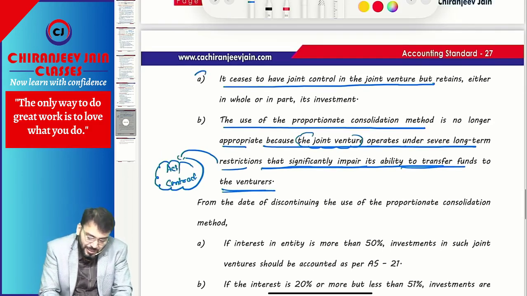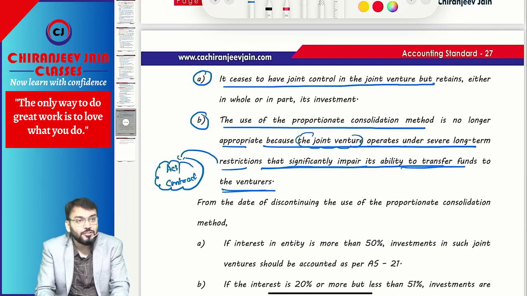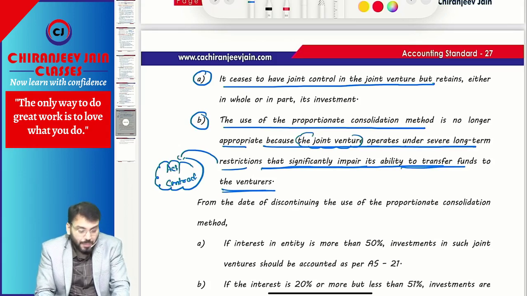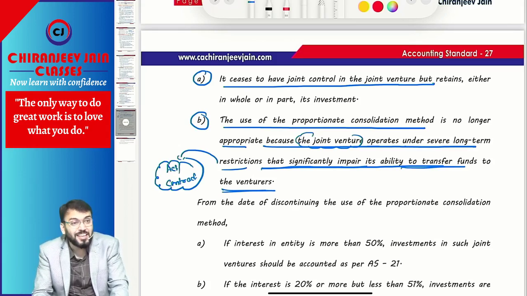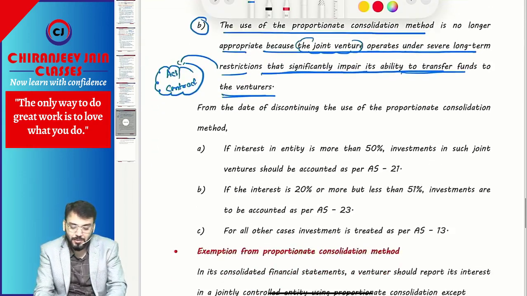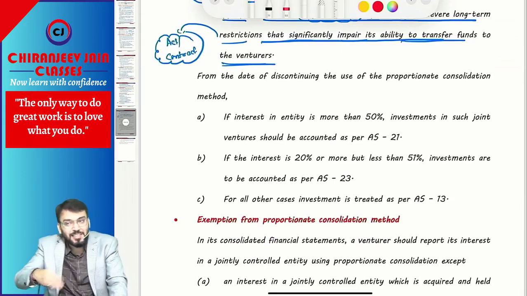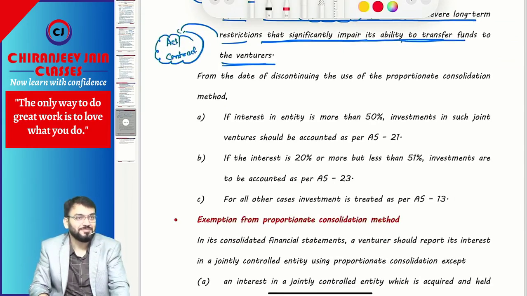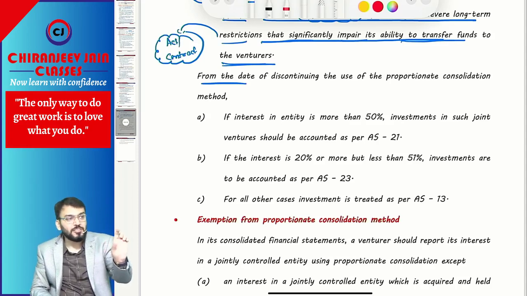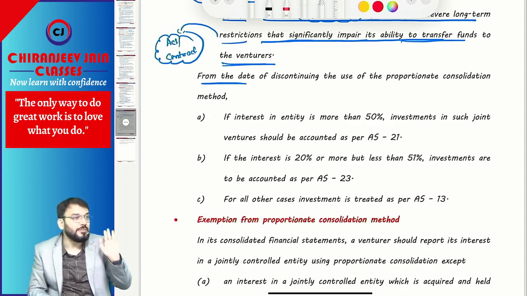Correct? So let me repeat once again. First, it ceases to have joint control in the joint venture. Second, the joint venture operates under severe long-term restriction that significantly impedes its ability to transfer funds to the venturer. Correct? Memorize it. Now, from that date, once the PCM method is discontinued, whatever investment is there will be accounted as per which accounting standard, that we are understanding.